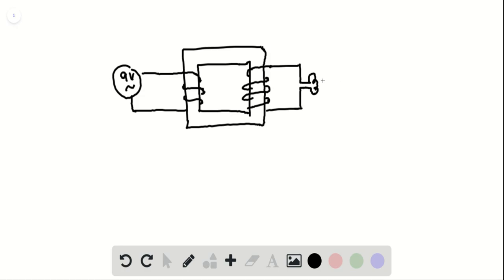that operates at 120 volt. So this is a circuit diagram, and you have to figure out what is the number of primary coils and what are the number of secondary coils.